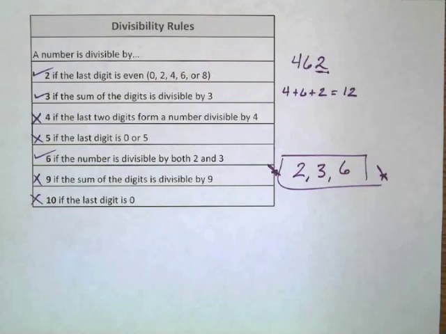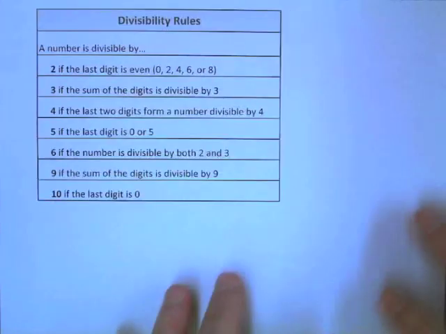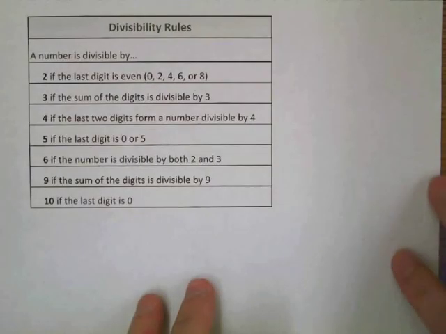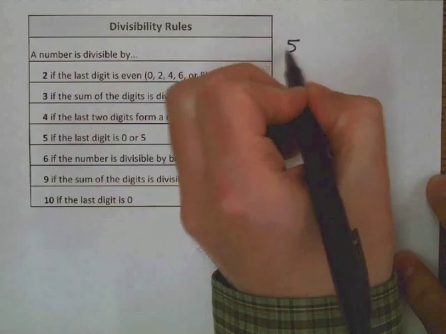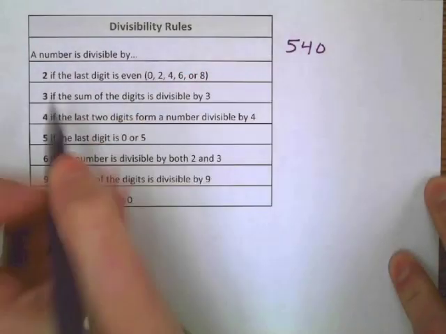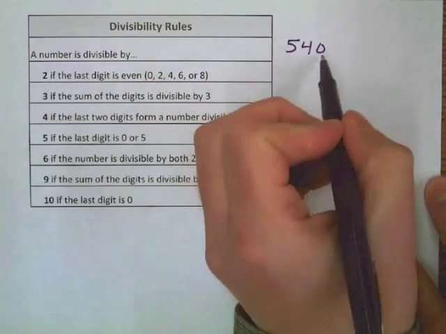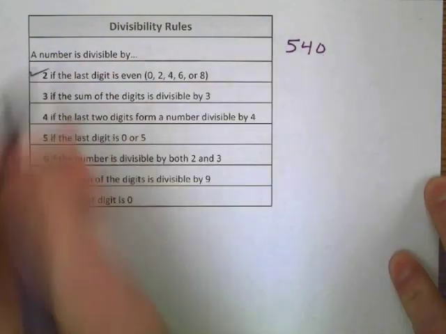Let's take a look at another one. Let's say we have 540. And again, we have our divisibility rules here. So 540. Let's start with 2. Is it an even number? Yes, it is an even number.